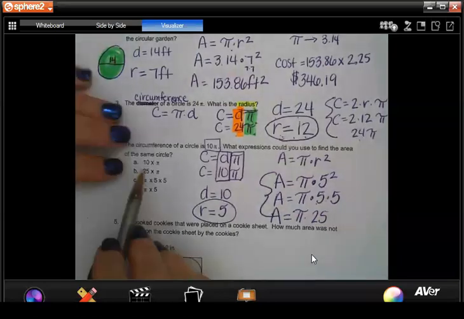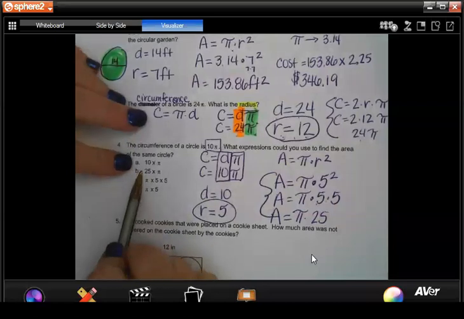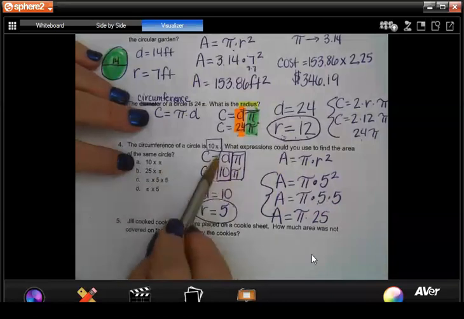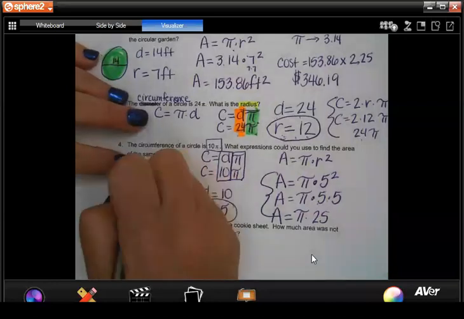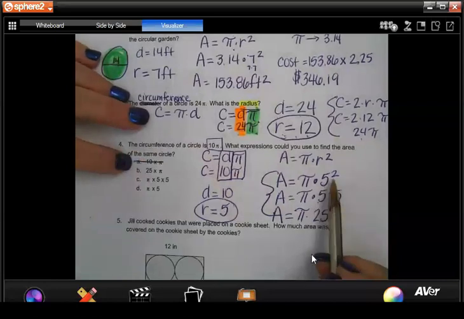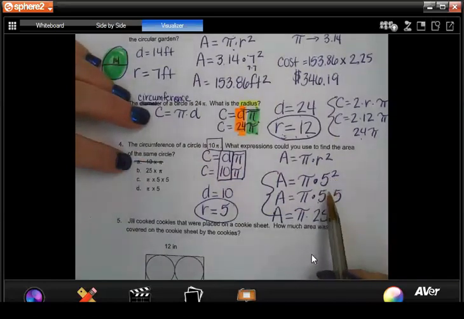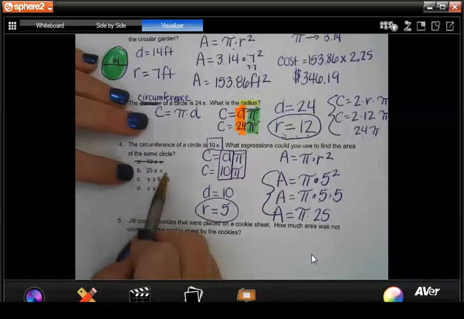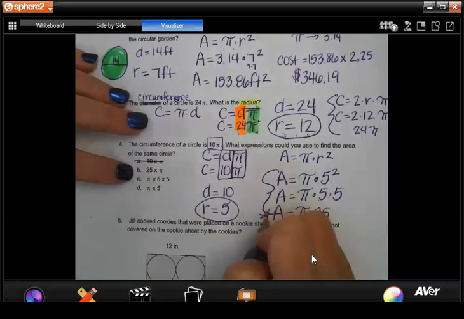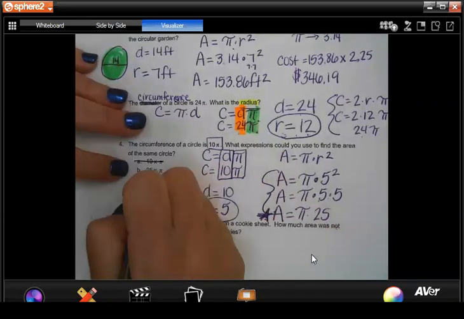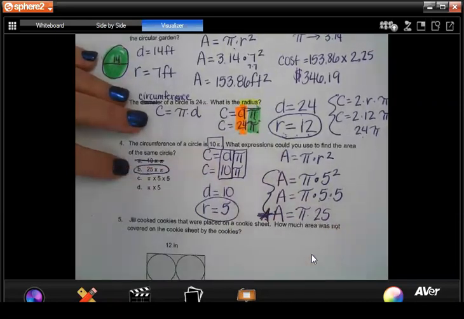So let's come over here. A says, would you use 10 times pi to get the area of a circle that has this as a circumference? No, you would not. That is not an option because this is 5 squared, not 5 times 2. B is 25 times pi. Oh my gosh. Look, you guys, we did that. That was this one right here. So 25 pi would work.